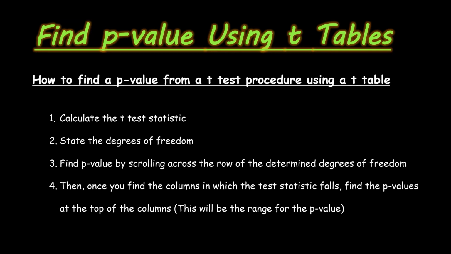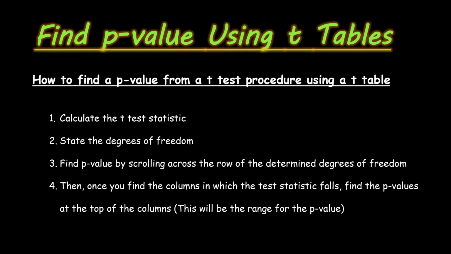This video is intended to help you find a p-value from a t-test procedure using a t-table. The first step is, of course, doing any hypothesis test to calculate a t-test statistic. Then we find the associated degrees of freedom, which will be denoted as df.